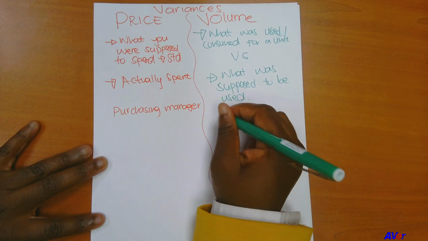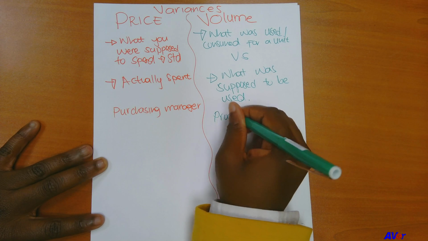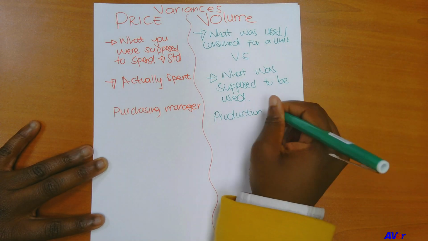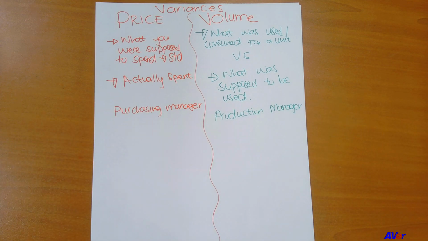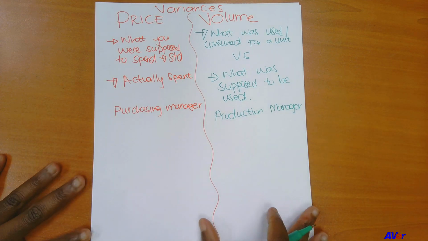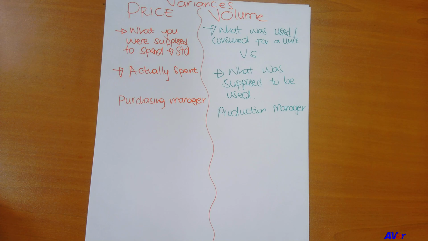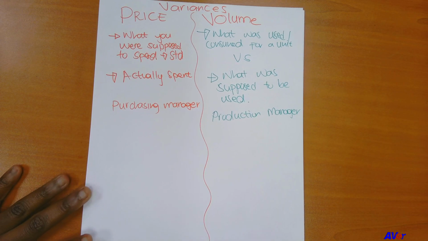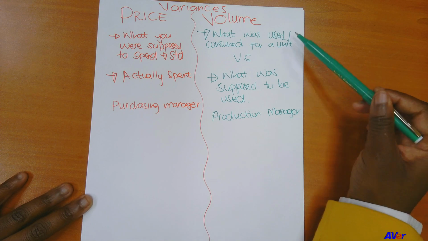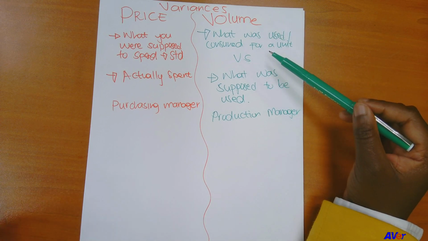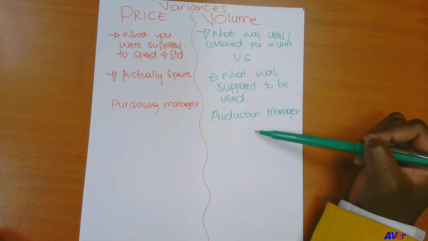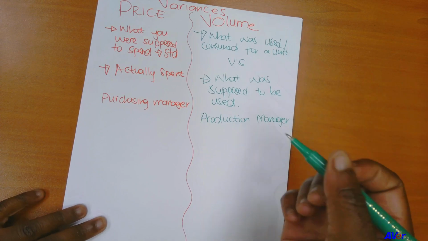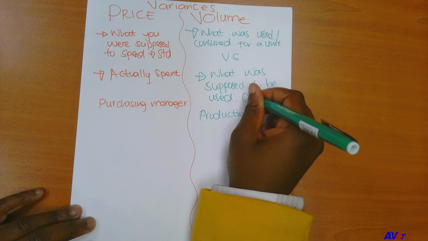On the other hand, we can have a production manager. This manager is at the production plant. He is responsible to actually turn the input into the output. When we speak of volume, we're looking at what he used to produce one unit versus what he was supposed to use, and what he was supposed to use is actually the standard.